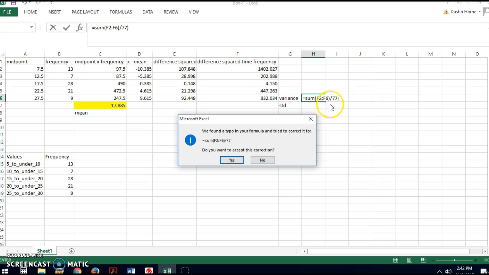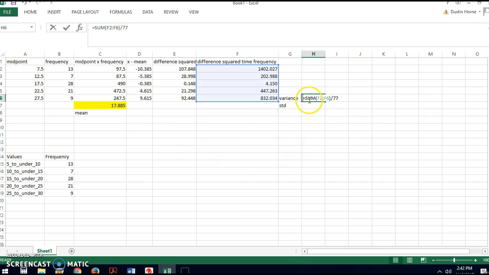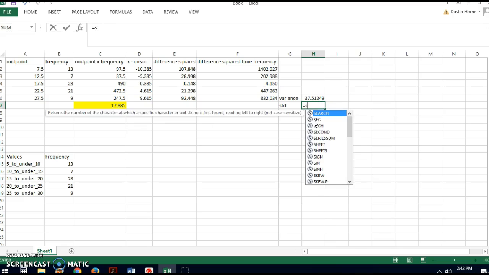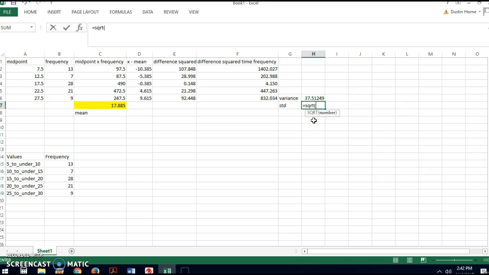Let's see. So let's just make sure we got the sum from here to here divided by 77. That should be correct. Now to take the standard deviation, you're going to take the square root. Make sure you always start out with equals. I'm bad about forgetting that. I still didn't type it right. Equals SQRT, parenthesis, and the standard deviation is the square root of the variance.